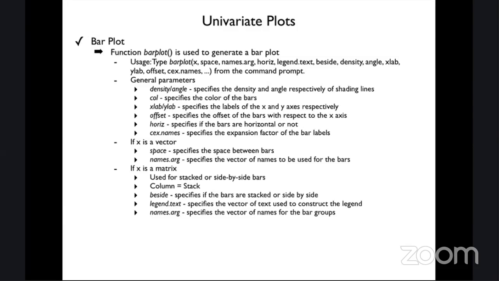You also have density and angle, which are more or less similar. They specify the density and angle of the shading lines respectively. And you have xlab, the label to be given on the x-axis, and ylab, the label to be given on the y-axis. And offset, which specifies the offset of the bars with respect to the x-axis. If you need specific offsets, you can use it. And you also have cex.names, which specifies the expansion factor of the bar labels. If you want to expand your bar labels, you can use it. So these are the options for bar plots.